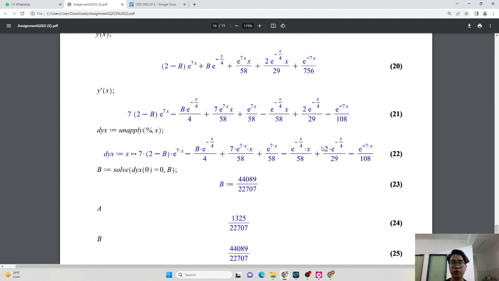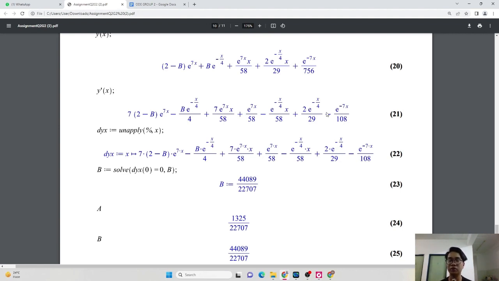And the 21st step is y prime x, and the answer is 7 bracket 2 minus B exponent power of 7x minus B exponent power of negative x over 4 plus 7 exponent 7x x over 58 plus exponent power of 7x over 58 minus exponent power of negative x over 4 x over 58 plus 2 exponent power of negative x over 4 over 29 negative exponent power of negative 7x over 108.